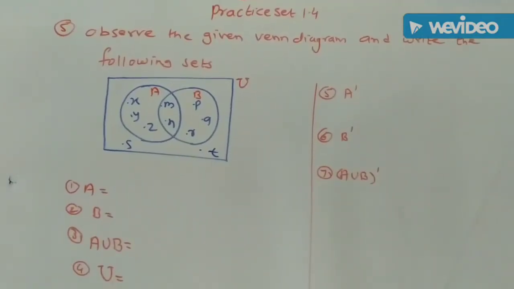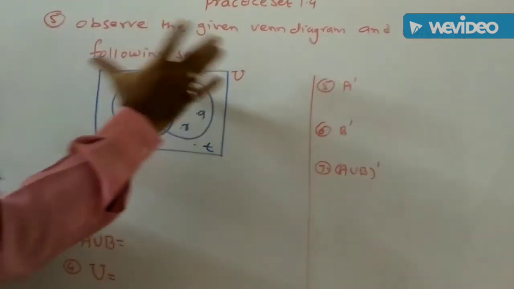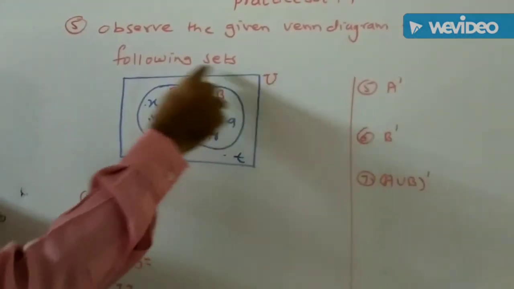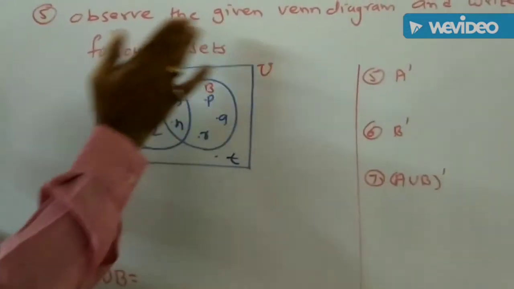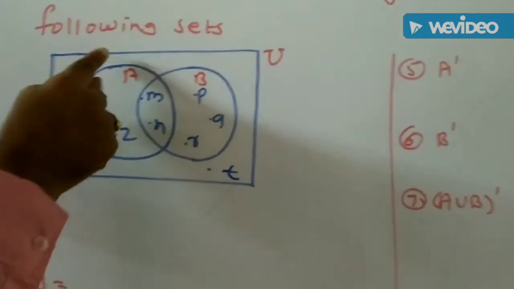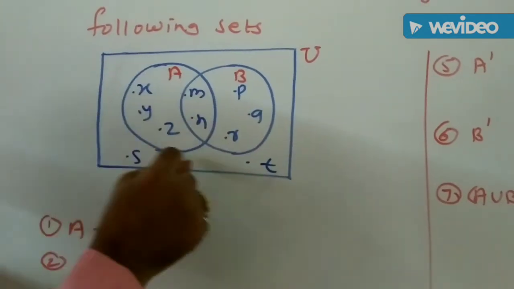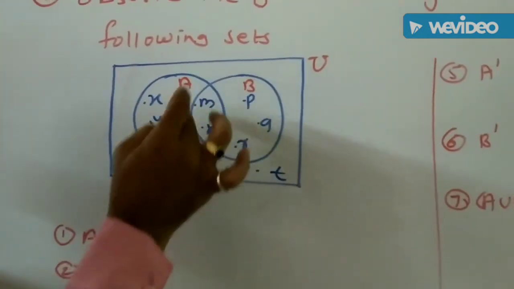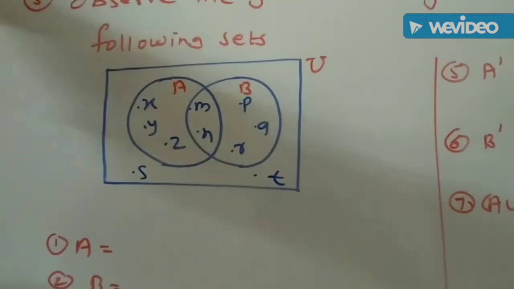Next example is: observe the given Venn diagram and write the following sets. In the Venn diagram, you are given a rectangle and two circles, A and B. All the elements in this figure form the universal set. The first circle, named A, is the set A, and the second circle, named B, is the set B. Then from this we write the sets.